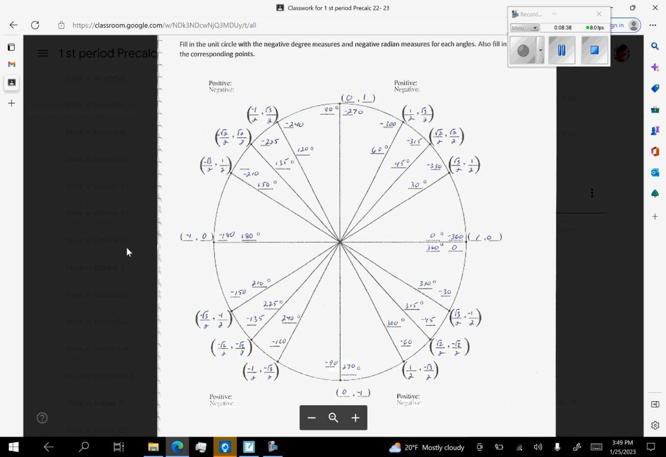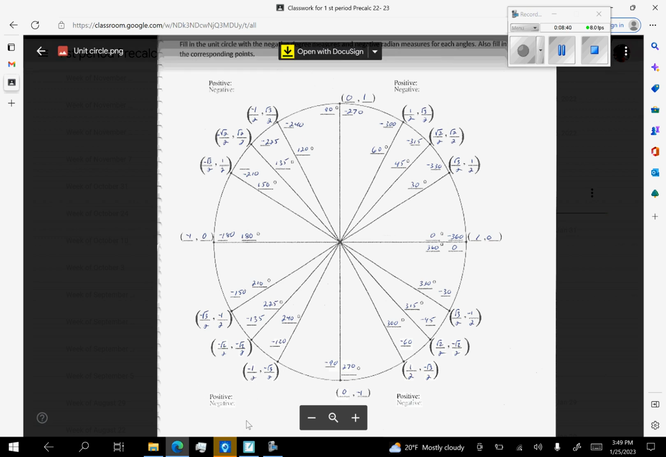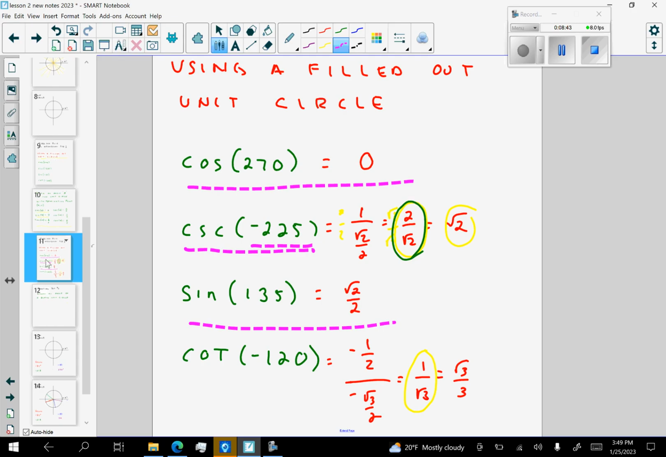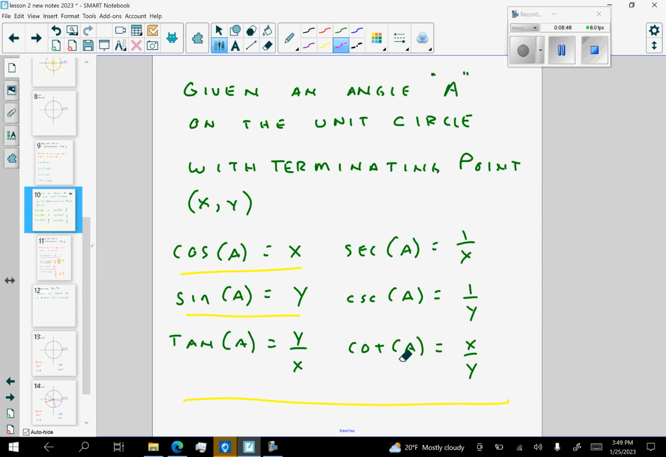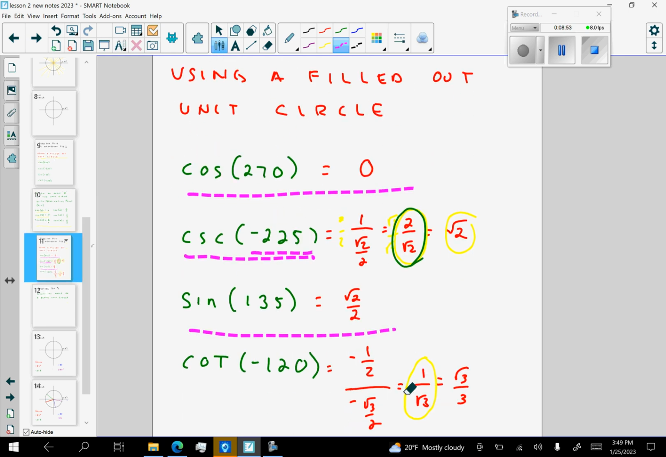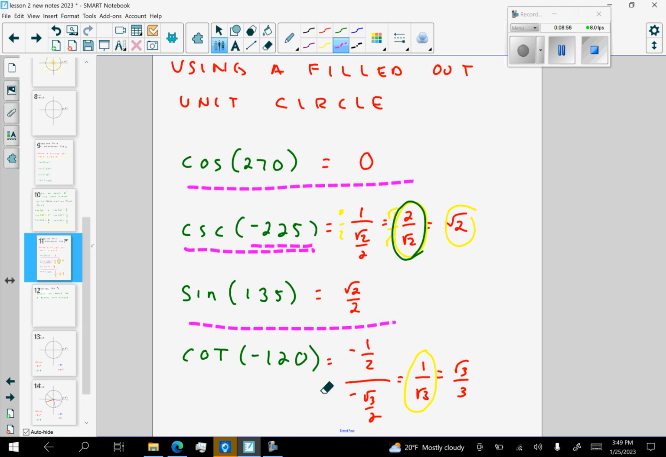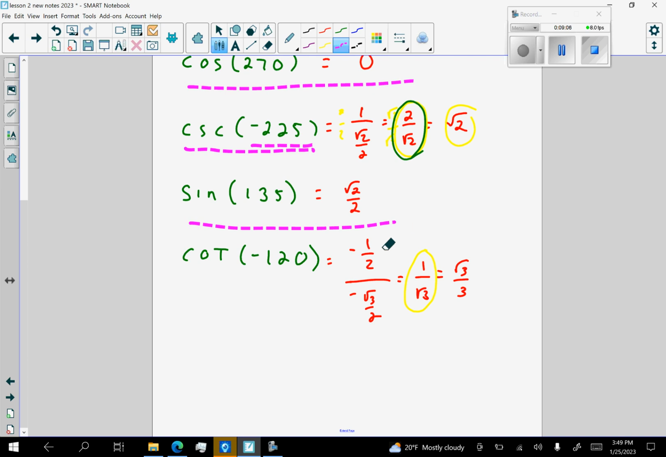And the cotangent, what's the cotangent? The cotangent is going to be the x over the y. So the x of that point was negative 1/2. The y of that point was negative square root of 3 over 2. So negative divided by negative makes the whole thing positive. And if I multiply both top and bottom by 2, these 2's cancel, and I simply have 1 over square root of 3.